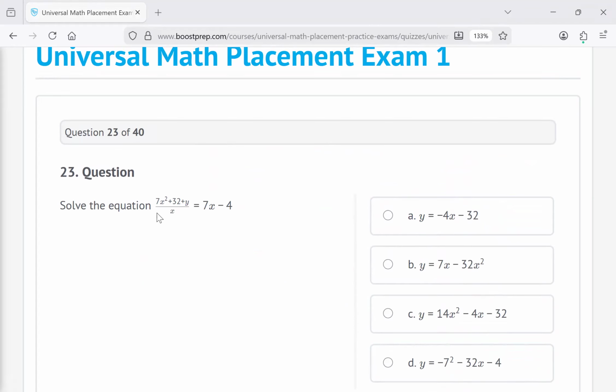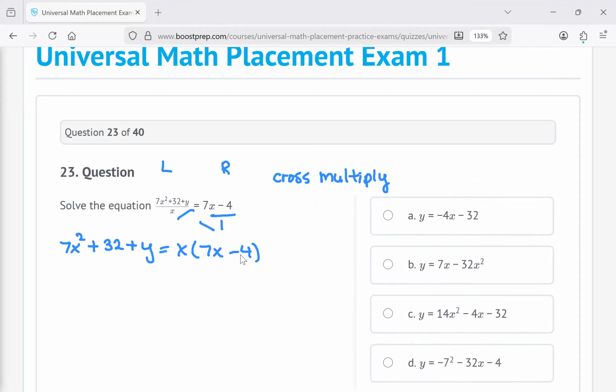Question 23, solve this equation. The good news is there's a left and then there's a right. And when you only have two sides, you can just cross multiply. If you have more than two sides, you've got to get rid of the fraction by multiplying all sides by the LCD. So I'm just going to cross multiply. What's one times this whole thing? It's basically itself, 7x squared plus 32 plus y. And then this one is x times 7x minus 4.